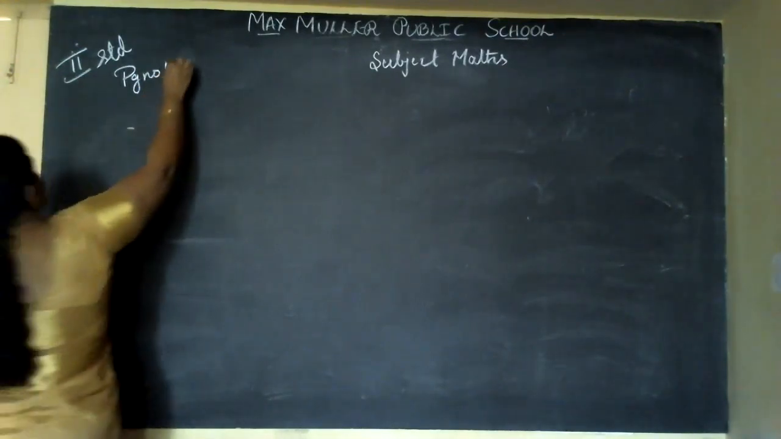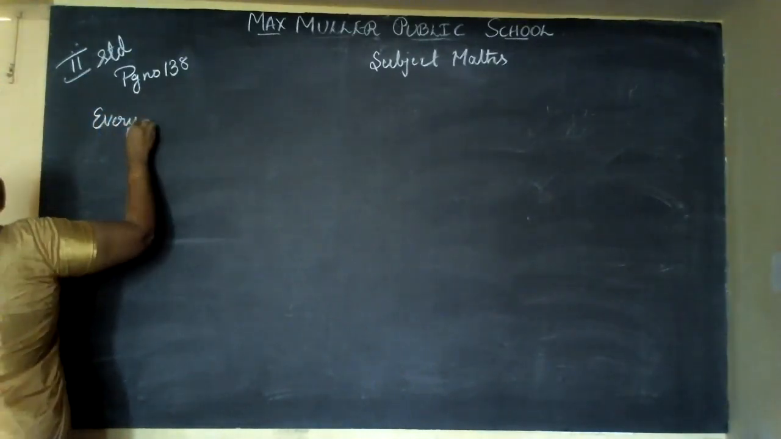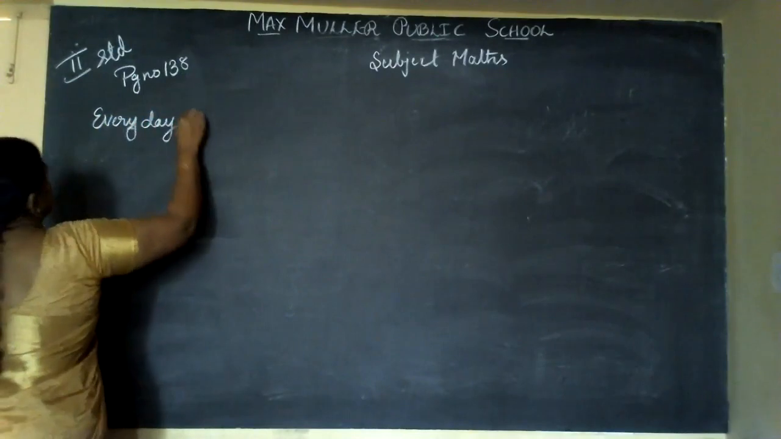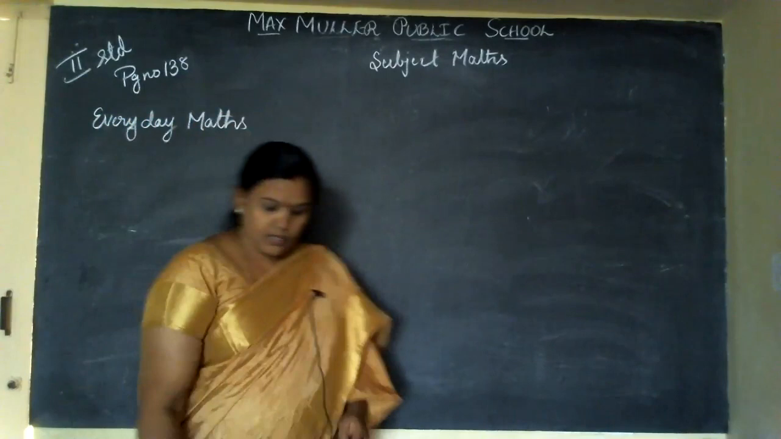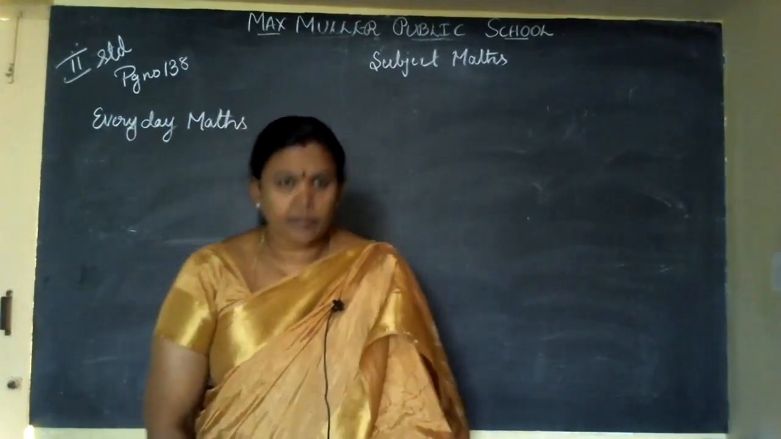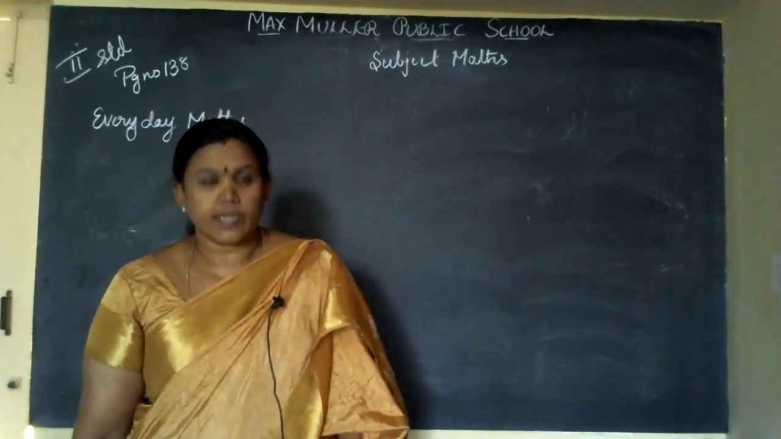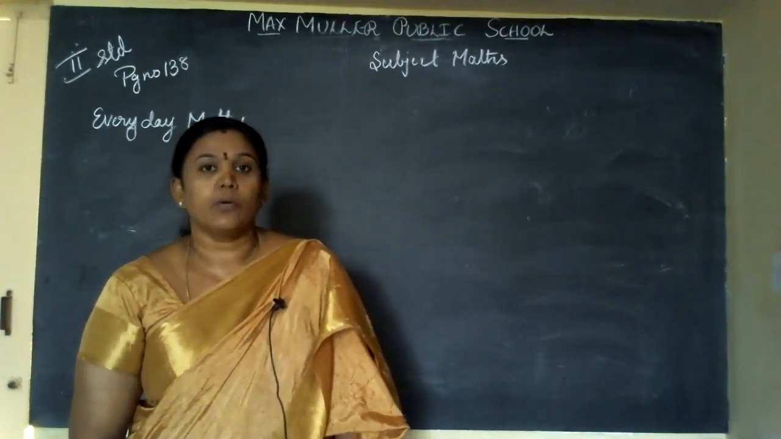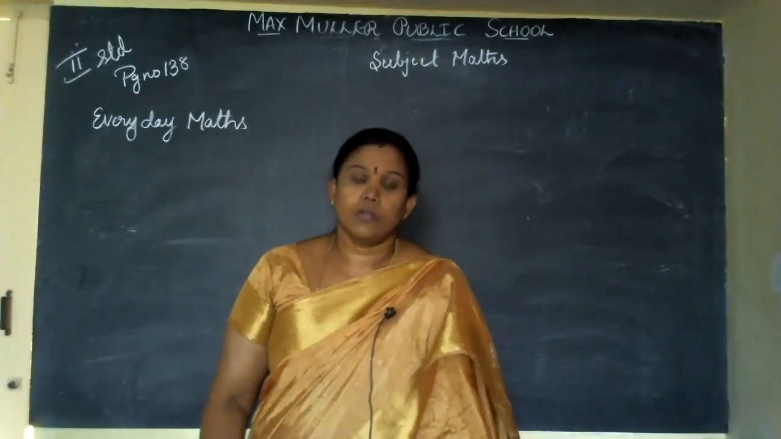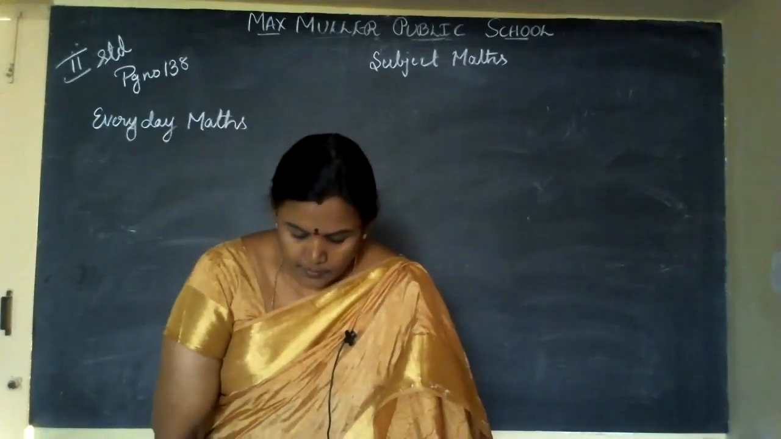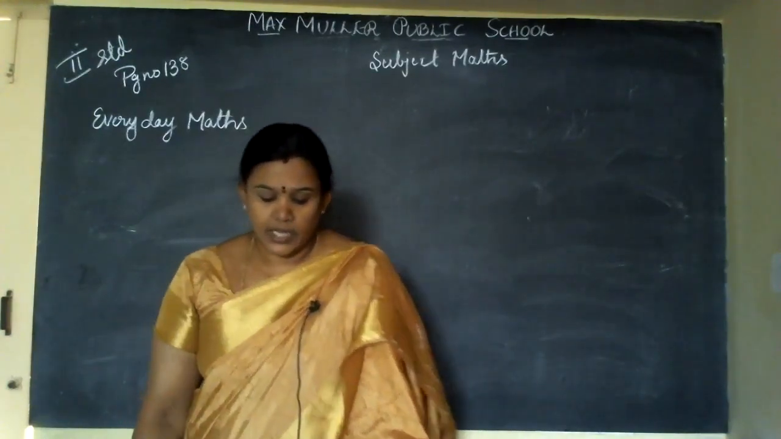See page number 138, everyday maths. Only some I will write, children. See? Listen properly, keep the finger there. First sum, first line. Anu had 273 rupees. Her mother gave her 35 more rupees. How much money does she have now? Now you want to find out how much money she has now.